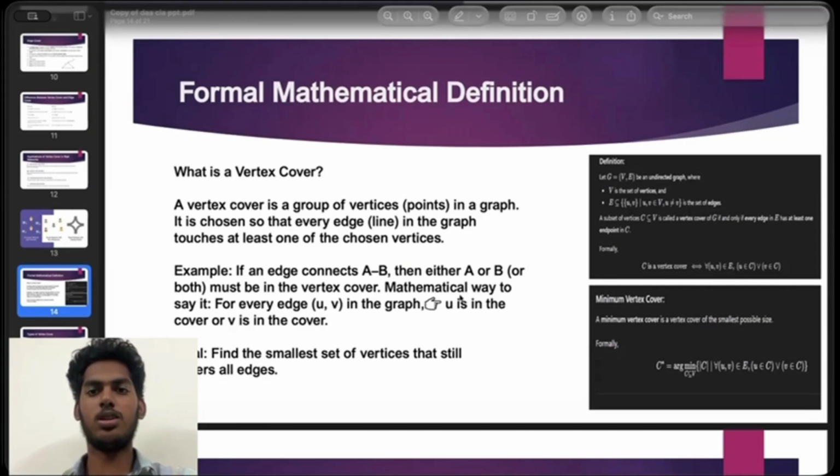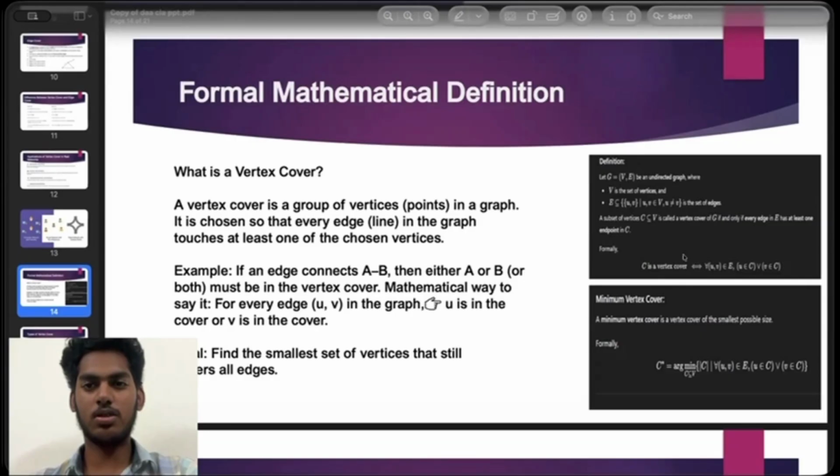Applications of vertex cover. Network monitoring, placing monitors at some nodes so that all communication links are monitored. Social networks, selecting key people, vertices, to cover all friendships, edges. Bioinformatics, modeling protein interactions, choosing proteins that interact with all others. Compiler design, register interference graph. Vertex cover helps detect which variables can share registers. Facility location, selecting the minimum warehouses so that every distribution route is served.